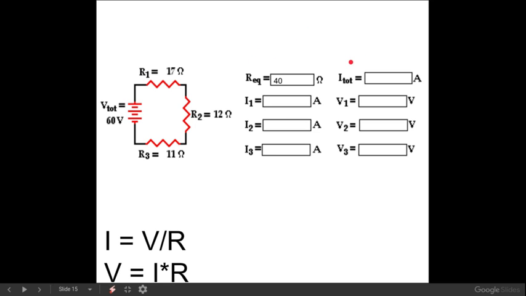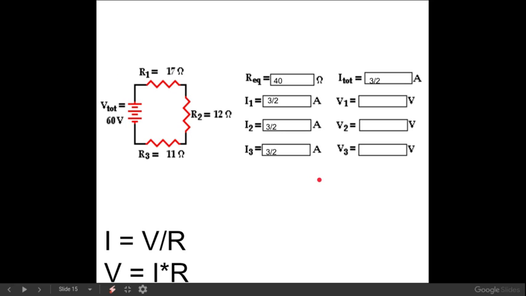Now, to find the total current, that means how much current flows out of the battery. We're going to use Ohm's law in this form right here. Voltage divided by resistance is the current. Remember, we've got to use the total resistance. So 60 volts divided by 40 ohms gives us 1.5, and I just wrote it as 3/2 here. So 3/2 amps come out of the battery. But this is a series circuit, so that means 3/2 amps or 1.5 flow through all three of these resistors because the current is the same everywhere.